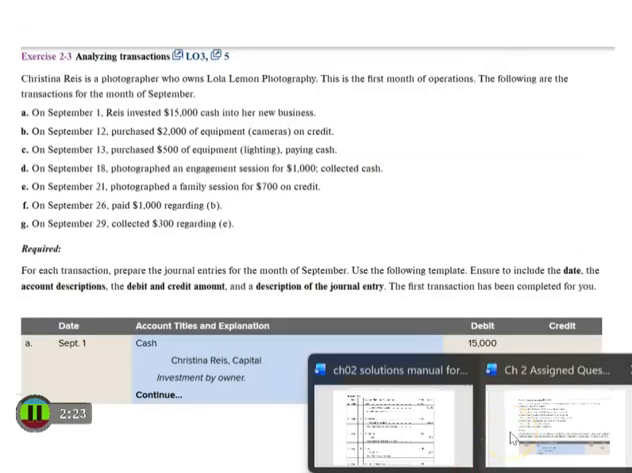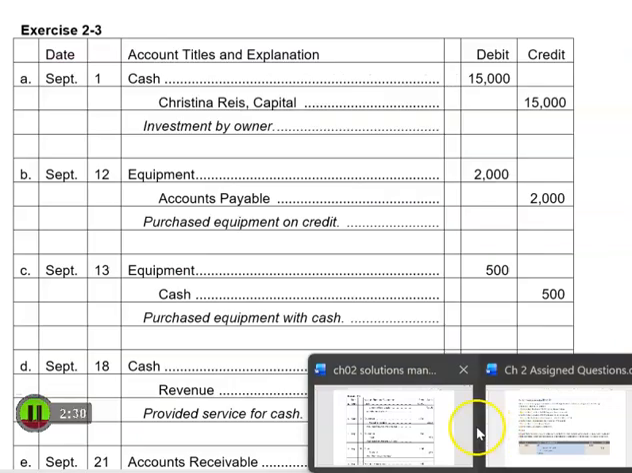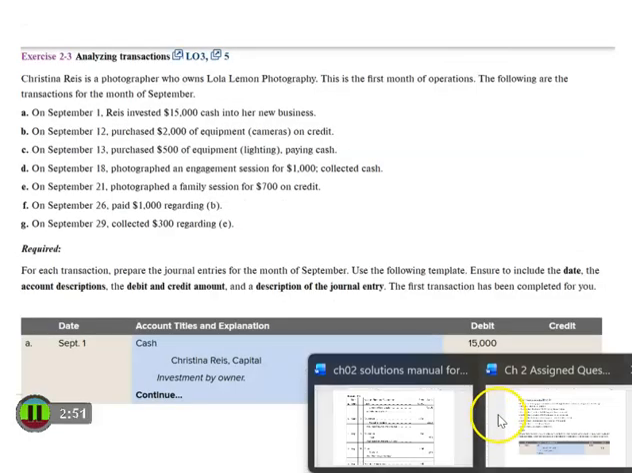So the next one, purchase $500 worth of equipment, so lighting equipment, paying cash. So we'll come back over here. So equipment, so we've got the date, we've got that it's letter C, and it's equipment for 500, and then we're going to credit cash because we're reducing the amount of cash we have because we're giving them $500 in cash. Okay, so let's have a look.